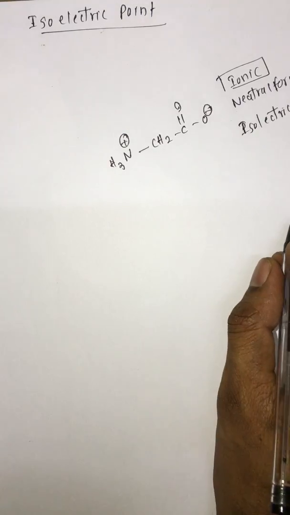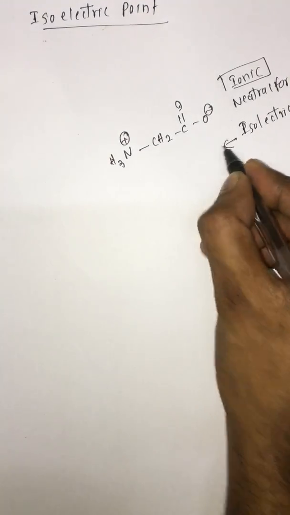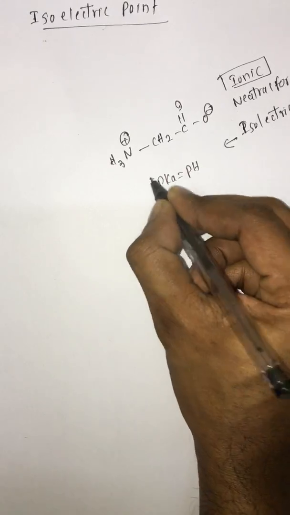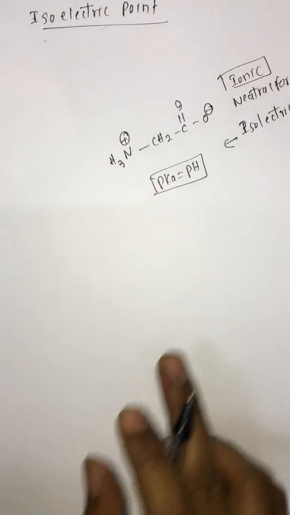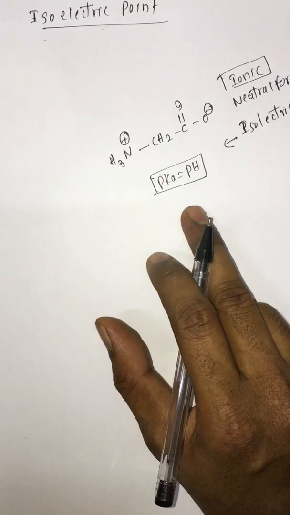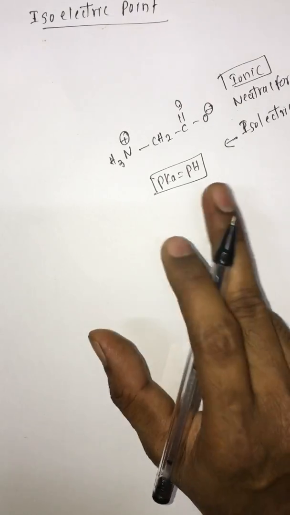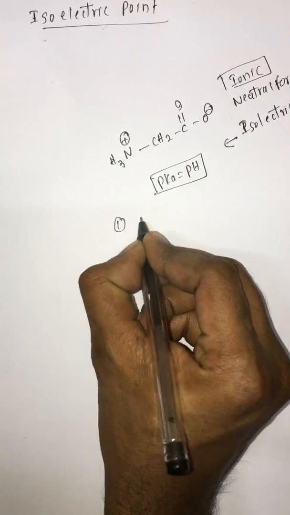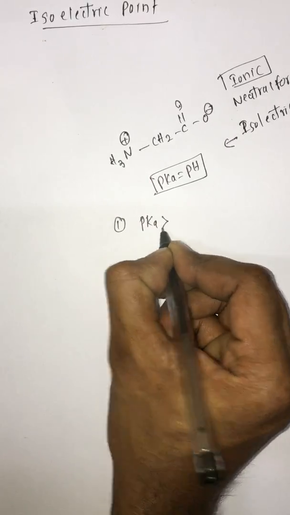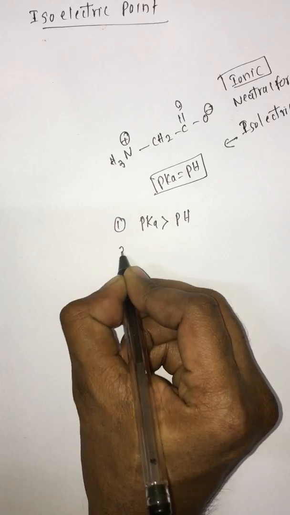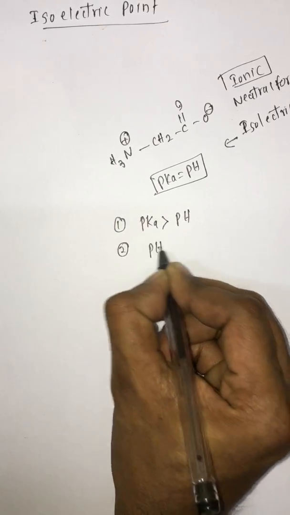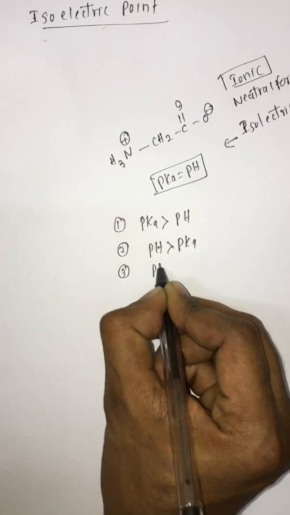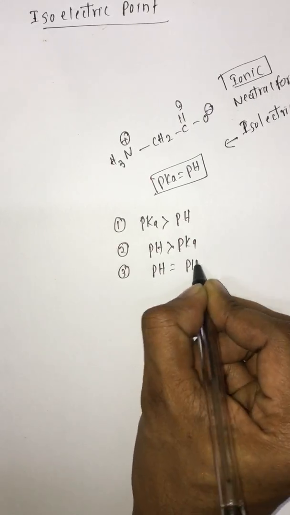So what is this isoelectric point? At the isoelectric point, pKa will be equal to pH. Where pKa is equal to pH, the amino acid will exist in the neutral form. Okay, so there are three possibilities. The first one is pKa is greater than pH. The second possibility, pH is greater than pKa. Third possibility, pH is equal to pKa.